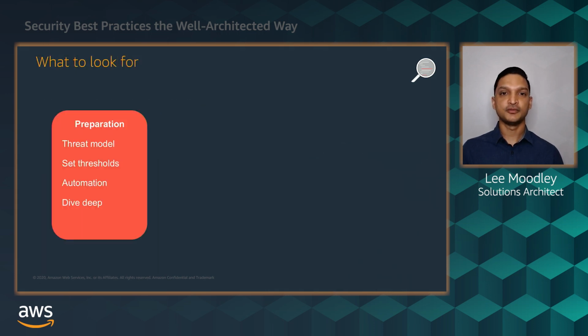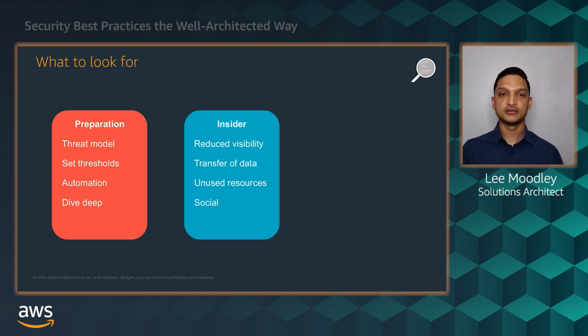When deciding what to look for in threat modeling, we have the preparation phase. So it's not just about the logging, it's about setting meaningful thresholds within those logs. It's about using automation where possible to automate your notifications. And it's about the ability to deep dive into the health of your application so that you know or can detect when something is going wrong.